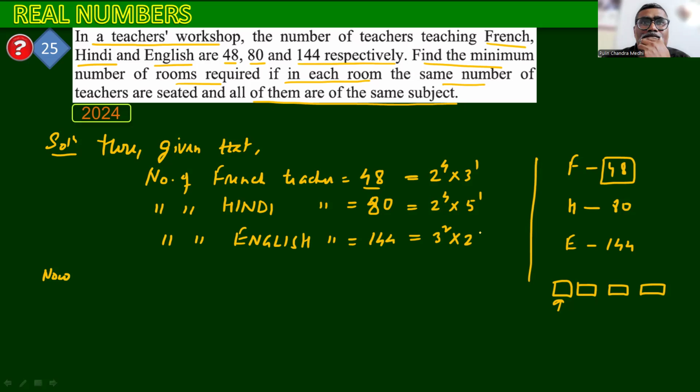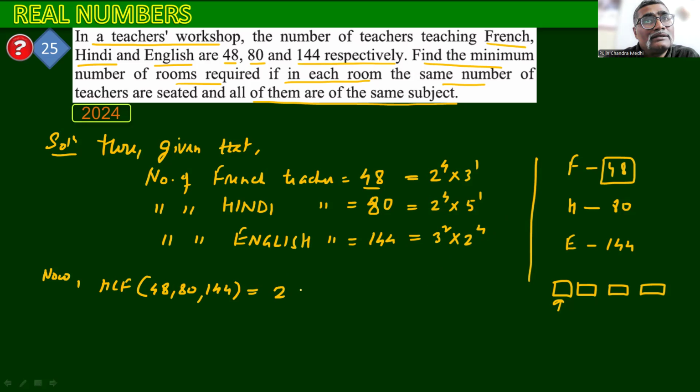12 square. How will I write? 16 into 9. Yes, 16 into 9, so 16 into 9 means 2 to the power 4 into 3 square. That's right. If you can remember it orally, it will be very good. You need not do the rough work. So you've got this. Now HCF, because you have already written the statement.